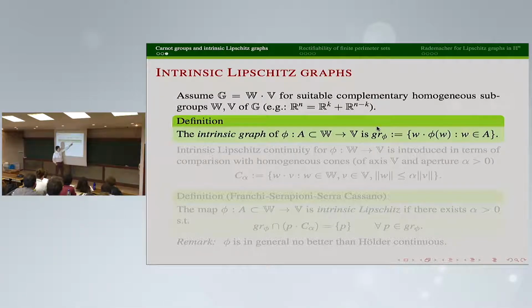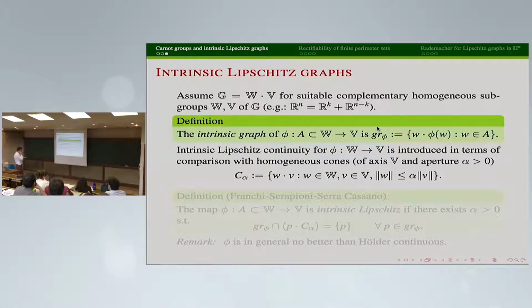We define its graph in this way. It's the set of points of the form elements in the domain of the function times the function itself evaluated at the element. So when you are considering this splitting, and phi is a function on R^k with values in R^(n-k), this is the classical notion of graph of a function from R^k to R^(n-k). It's a subset of R^n.